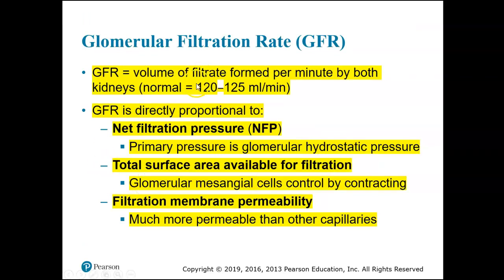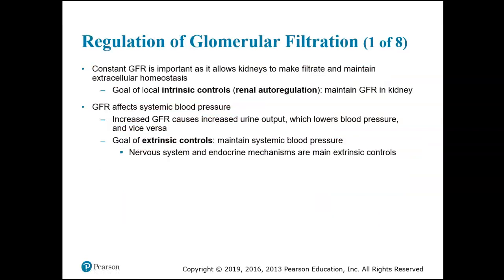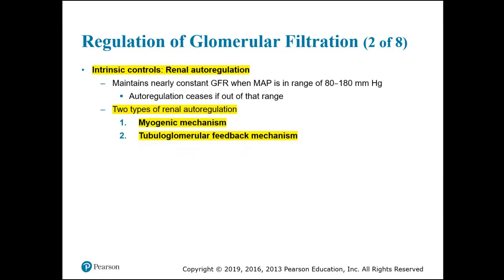All right, GFR means glomerular filtration rate, and this is a measurement of kidney function. It's the volume of filtrate formed per minute by both kidneys. In normal kidneys, that is 120 to 125 milliliters per minute. GFR is directly proportional to net filtration pressure, total surface area, and the permeability of the filtration membrane. So GFR basically is directly proportional to blood pressure.